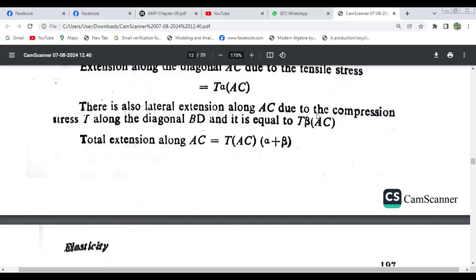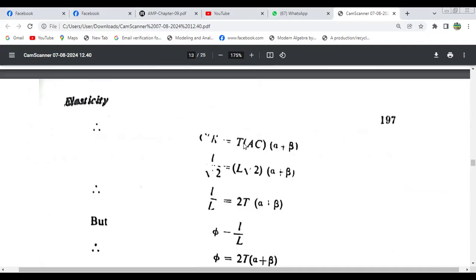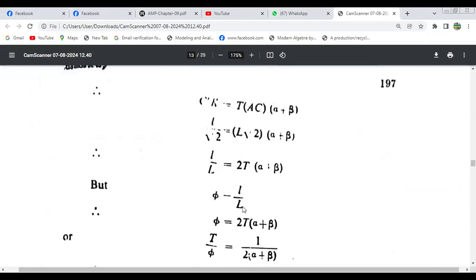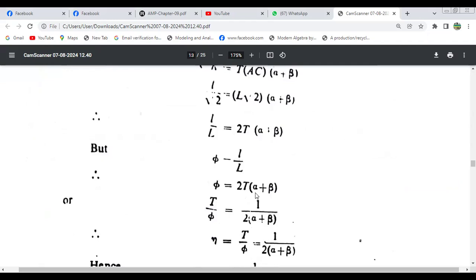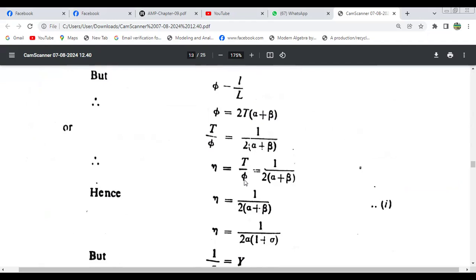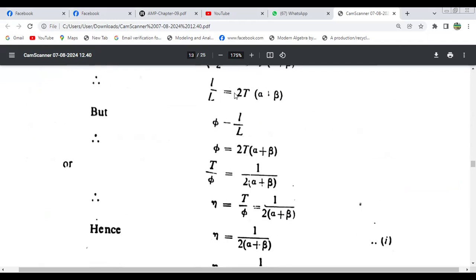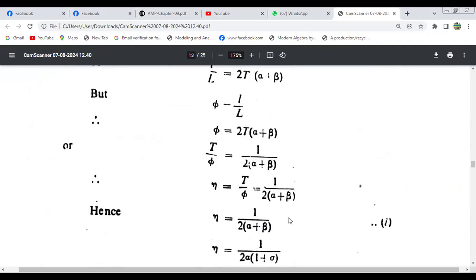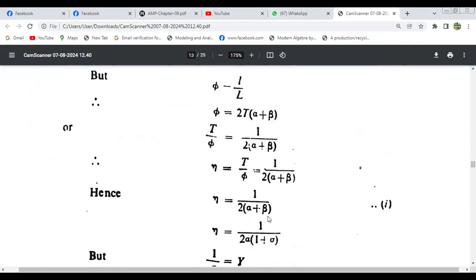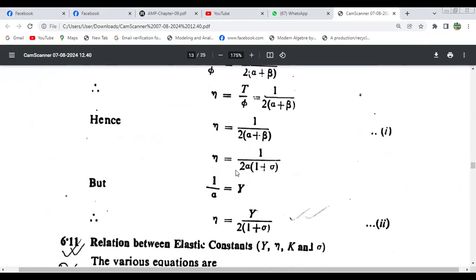So the total will be just adding these two. Similarly, we get this total, and phi equals small l by capital L. This is why phi equals twice T into alpha plus beta. So eta equals capital T divided by phi. That means just using this relation, we get 1 divided by 2 into alpha plus beta. Hence eta equals 1 by 2 into alpha plus beta, and eta equals 1 by twice alpha into 1 plus sigma. But 1 by alpha equals Y.